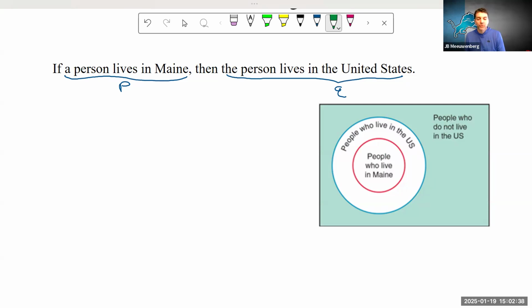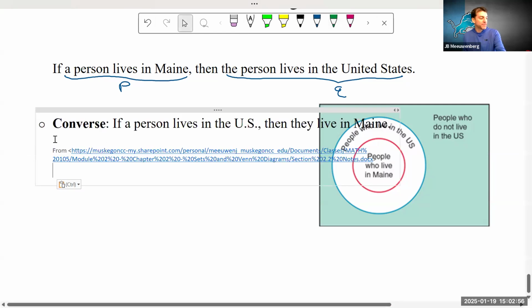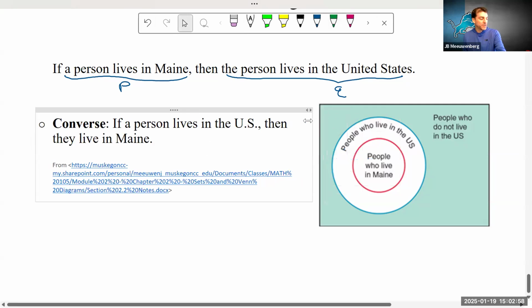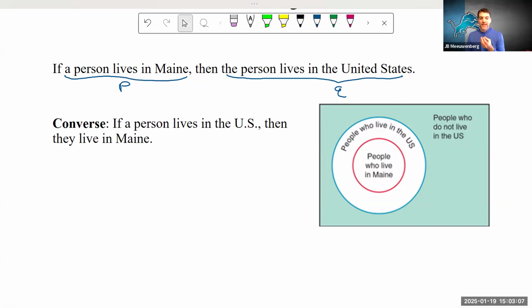So what would the converse look like? Just for the sake of neatness, well, you pause and see if you can write the converse first. Write the converse of our original statement. The converse would look like this. And let's minimize it so it can all fit on one line. So do you remember what the converse looks like, the order? It's if Q, then P. So it's basically flipping these two statements around. Let's read it. If a person lives in the United States, then they live in Maine.